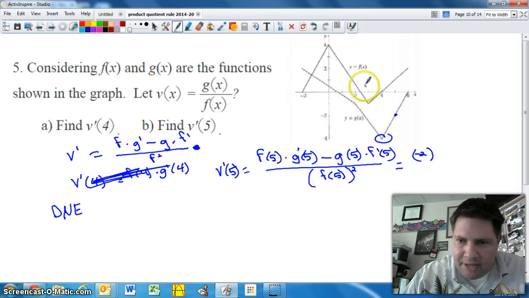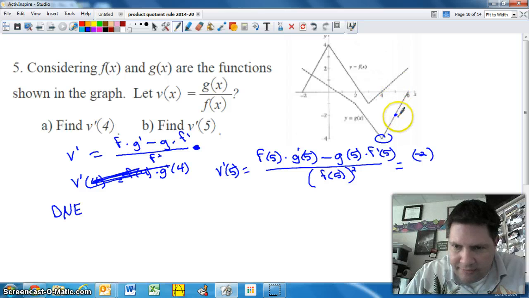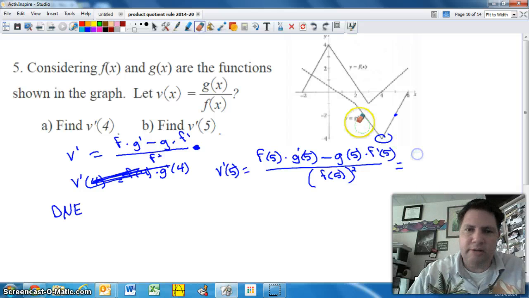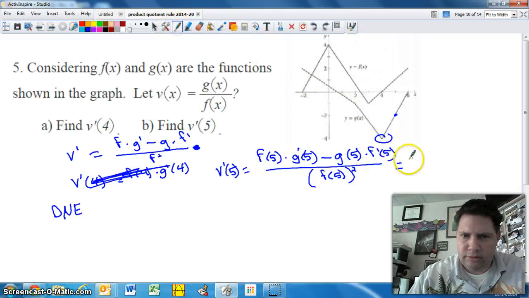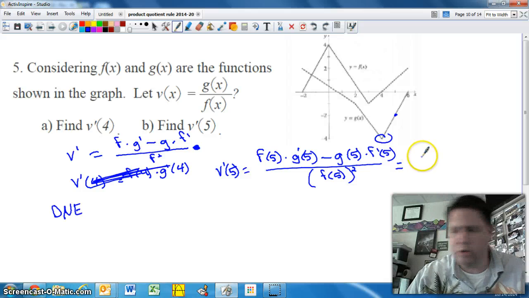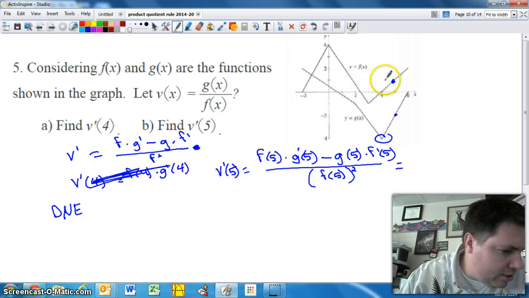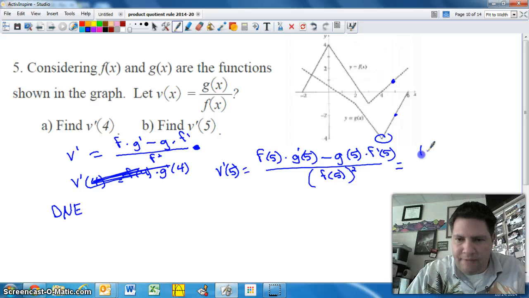G prime of 5, wait, that's not f of 5, is it? That's g of 5. Okay, once again, another mistake. First mistake of the year. Just now. Not the time before. Ignore the one before. And ignore the one before that. F of 5, this is f of 5 up here. F of 5 looks almost more like 1, but on yours, yeah, I labeled it as 1. So f of 5 is 1.